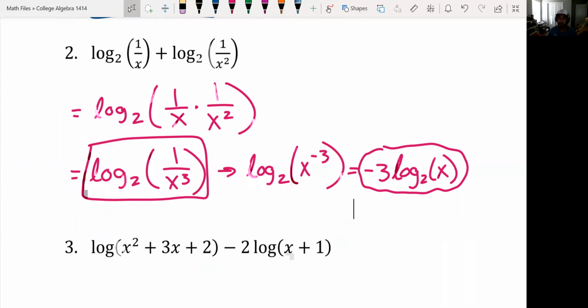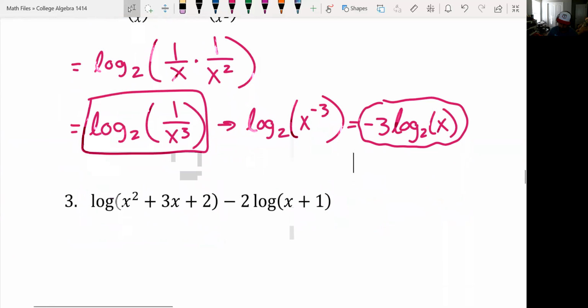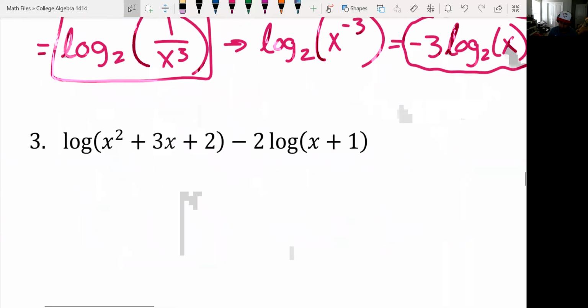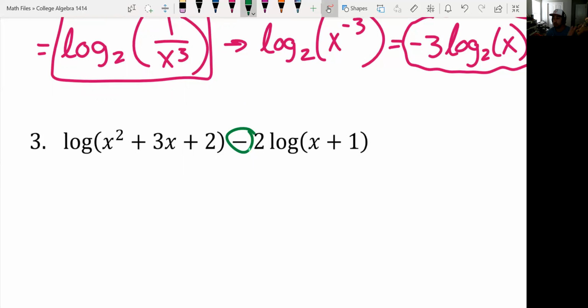Okay, good times, right? All right. The next one, we are connected by subtraction. So once again, we're going to do quotient to difference, difference to quotient, since we're working it backwards. But the first thing before we do so, we got to get rid of that 2. So that's coming back on the x plus 1.